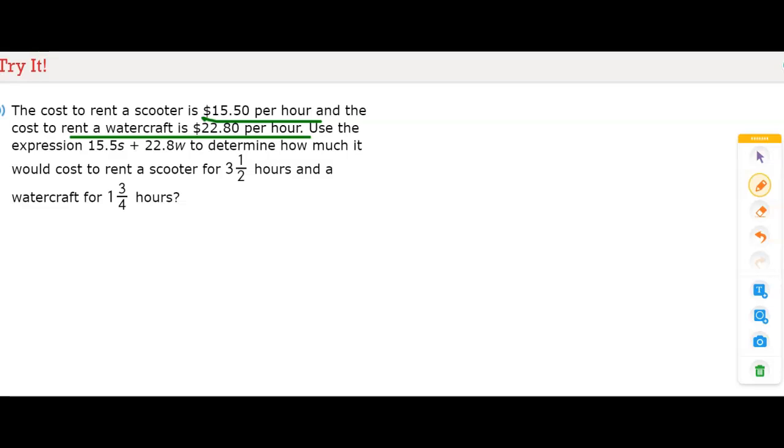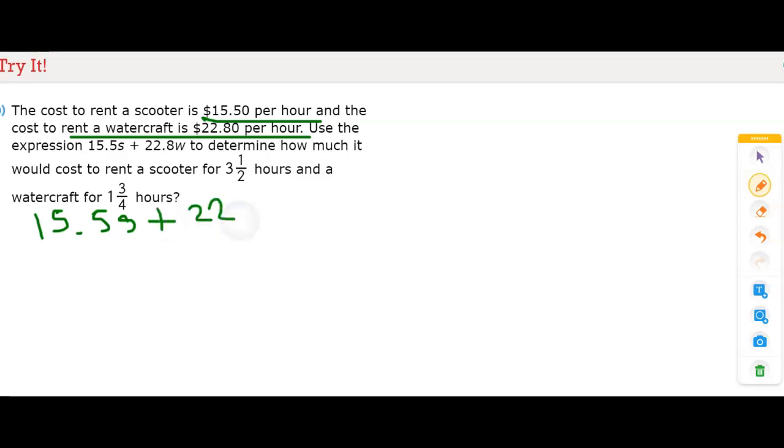So that is nice that they already gave us the expression to use. So we're only going to substitute. So I'm going to rewrite the expression they gave us.